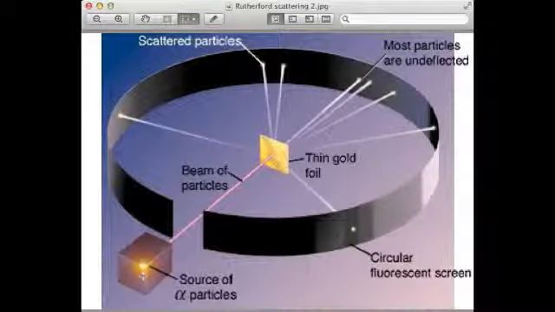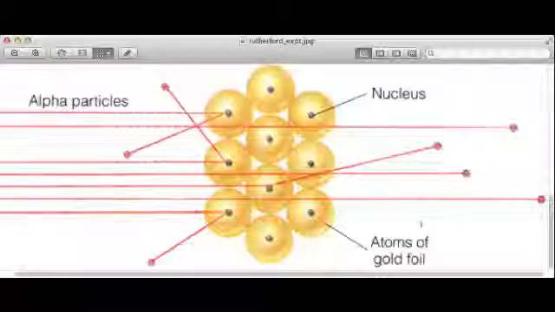But when he started the radiation and pointed it at the gold foil, he didn't just get one dot here, which he did get one dot, but he got a dot here, and a dot there, and a dot over here, and over here, and over there.